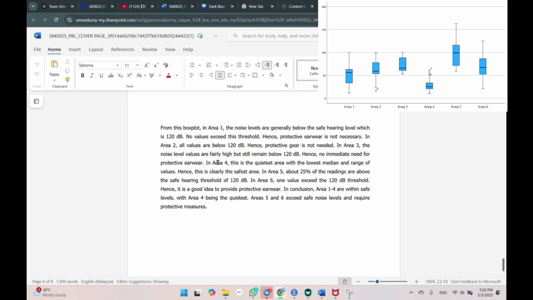In area 4, this is the quietest area with the lowest median and range of values. Hence, this is clearly the safest area. In area 5, about 25% of the readings are above the safe hearing threshold of 120 decibels. In area 6, one value exceeds the 120 decibel threshold, so it is a good idea to provide protective equipment. In conclusion, areas 1 to 4 are within safe levels, with area 4 being the quietest. Areas 5 and 6 exceed safe noise levels and require protective measures.